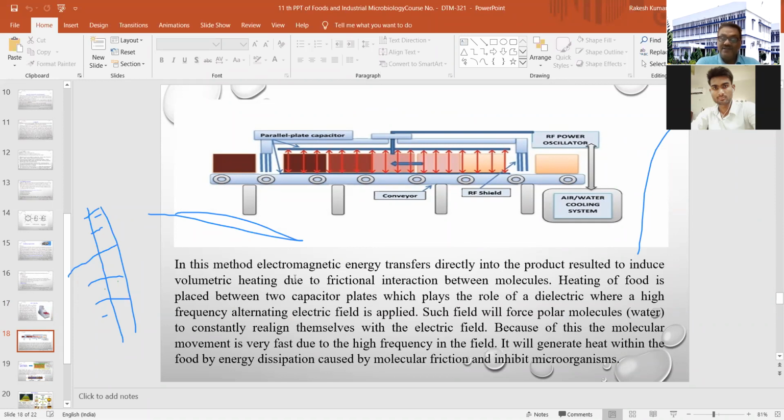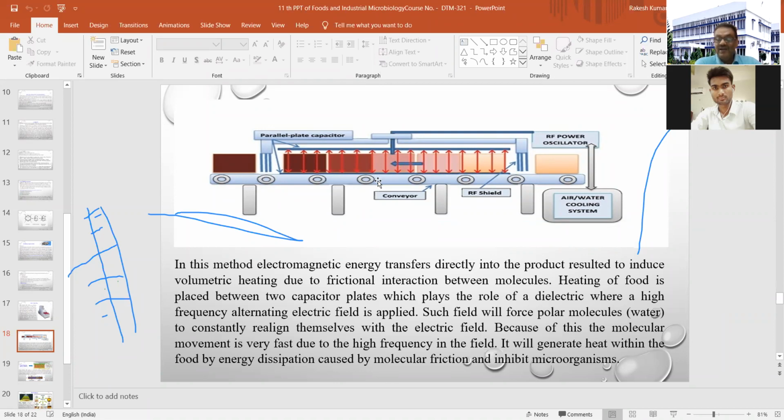In this method, electromagnetic energy transfers directly into the product, inducing volumetric heating due to the frictional interaction between molecules. The food is placed between two capacitor plates. These are the two capacitor plates, which play the role of dielectric, where a high frequency alternating electric field is applied. And what is happening inside this particular chamber?